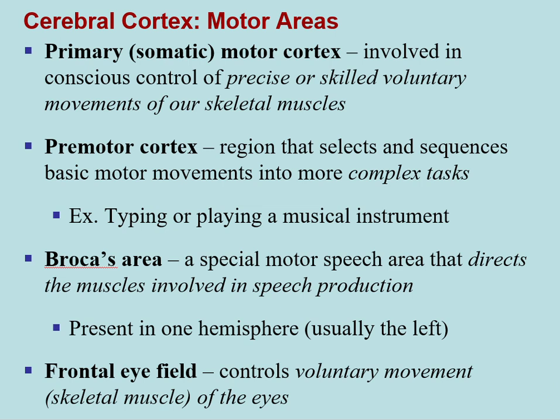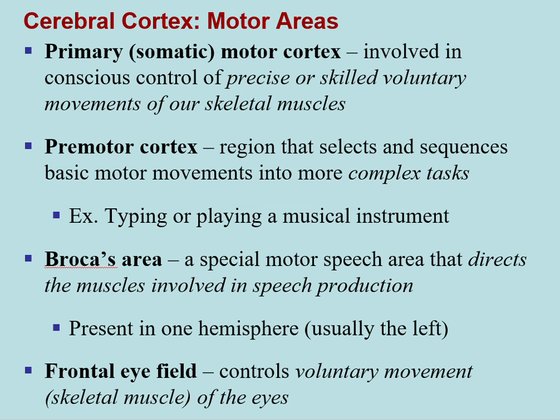Then we have the premotor cortex. This is actually going to be in a location very close to the primary motor cortex in the brain, and it is a region that selects and sequences basic motor movements into more complex tasks. So we might have a basic motor output from the primary motor cortex that then travels to the premotor cortex to get sequenced into steps. That would allow you to have multiple muscle contractions to do something like typing or playing a musical instrument.